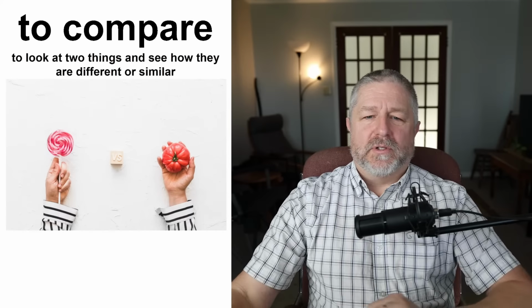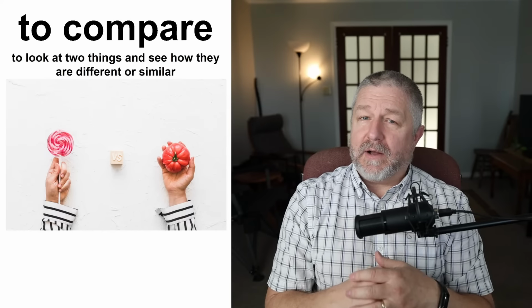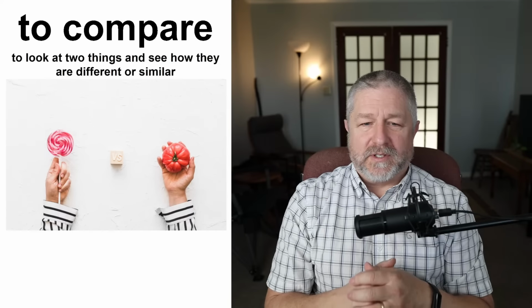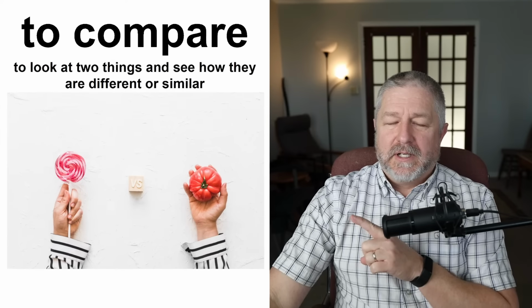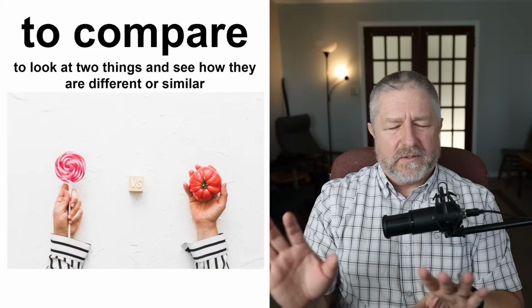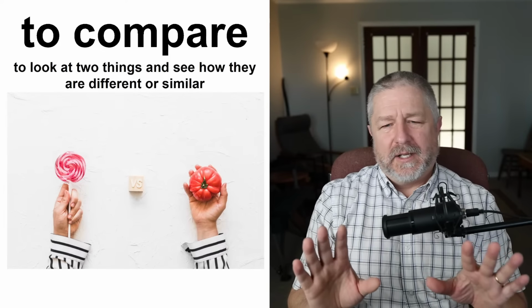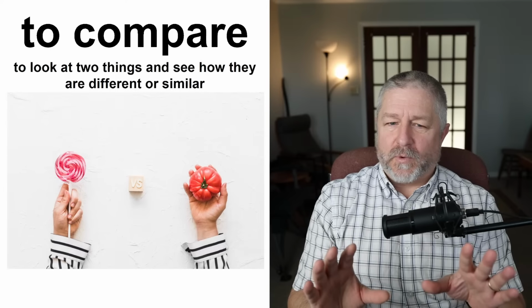To compare, to look at two things and see how they are different or similar. So here we have a lollipop and a tomato. So you can compare them. They're both, one's pink and one's red. So they're somewhat close in color.